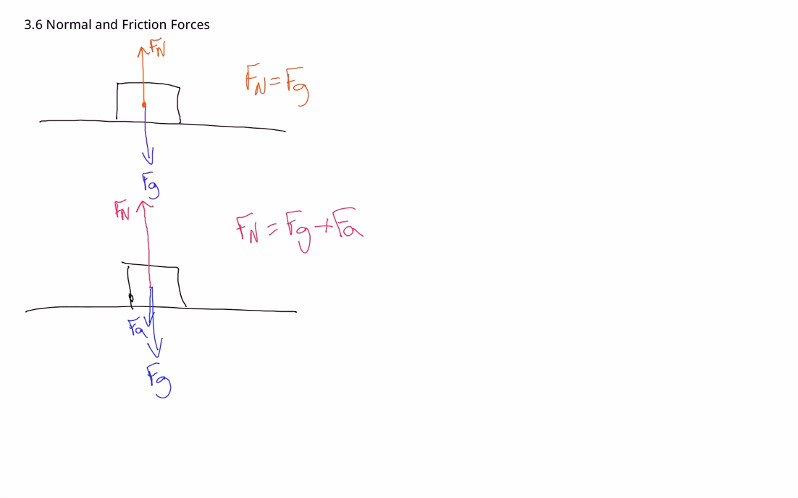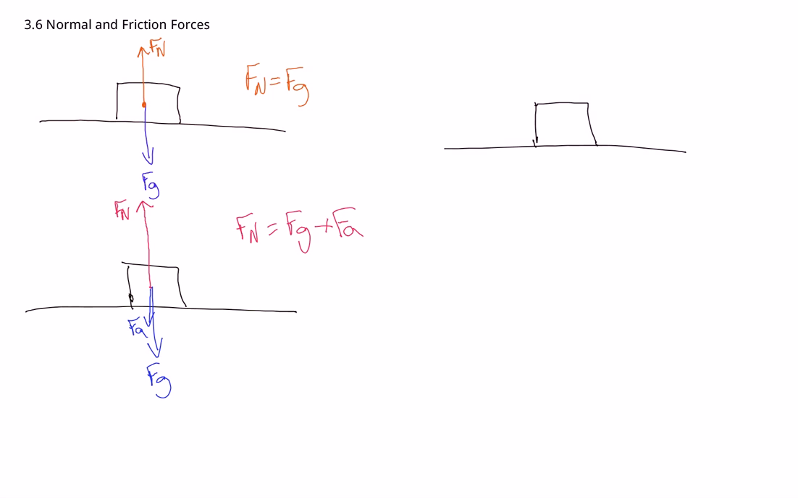So the trick is your normal force is always going to balance out your vertical components. If we have gravity going down and only gravity, our normal will be the same as gravity. If we have extra force pushing it downwards, then our normal would be gravity plus that applied force.